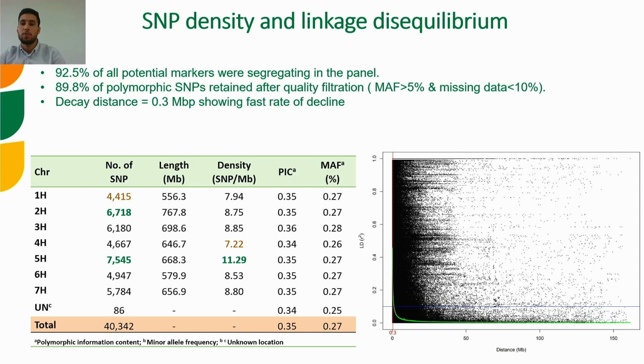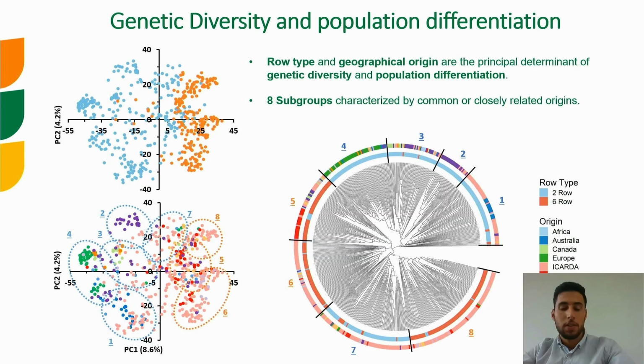Also, linkage disequilibrium showed a fast rate of decline and the decay distance was approximately 0.3 megabase per. The results of principal component analysis and neighbor joining clustering showed that root type and geographical origin are main determinants of genetic diversity in our population. The first axis of the principal component analysis, explaining 8.6% of the genotypic variance, separated the genotypes according to their root type, being the 2 row genotypes located towards the negative side of the axis and the 6 row ones in the positive side.